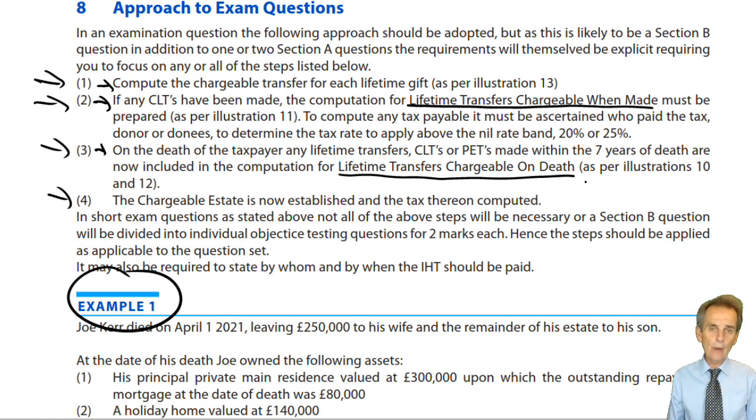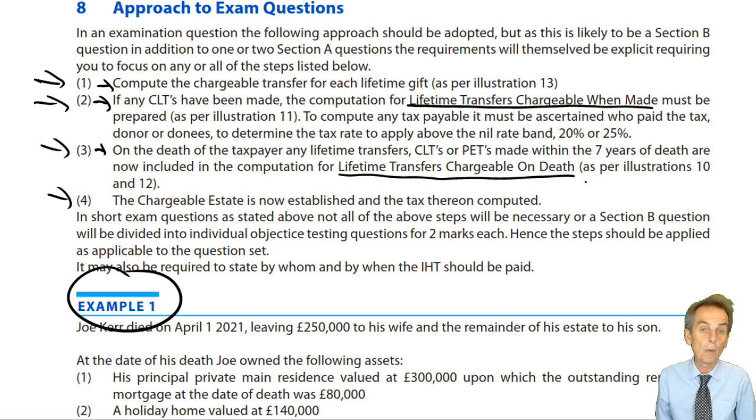But if there were any lifetime tax, that would have to be deducted. But that, of course, would only be deducted after having applied taper relief. Taper relief, of course, will apply both to PETs and CLTs. We have something that's chargeable because it's made within the 7 years of the date of death. But if that transfer made in lifetime, be it CLT or PET, is more than 3 years prior to the date of death, then taper relief is available.